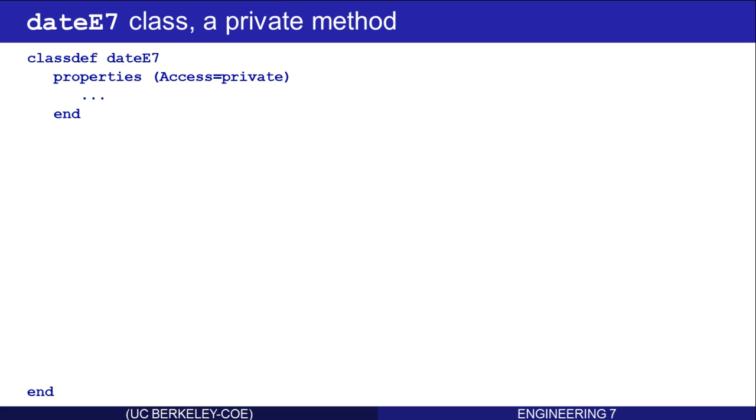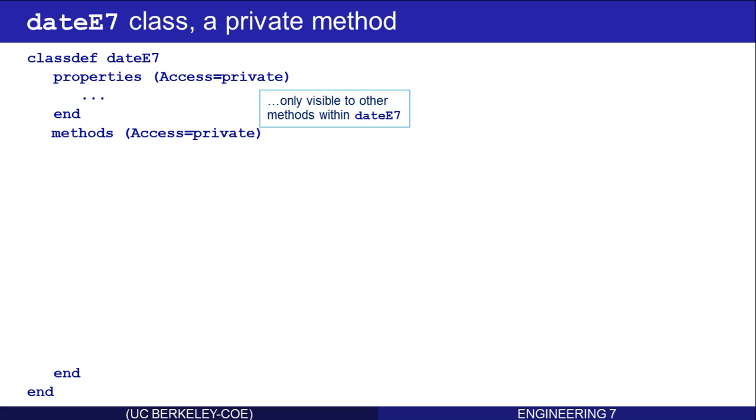Now let's add a private method to the dateE7 class. Here's the class.def file with the properties block compressed. For space purposes, I'm not showing all the methods blocks that we've already defined. Here's a new methods block with private access, so it's only visible to other methods within dateE7.